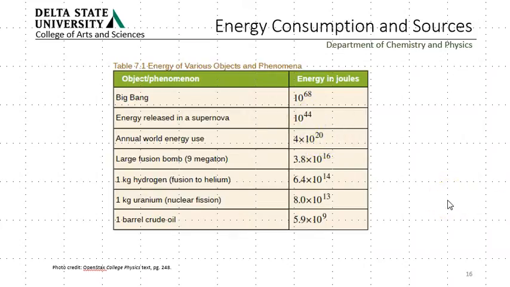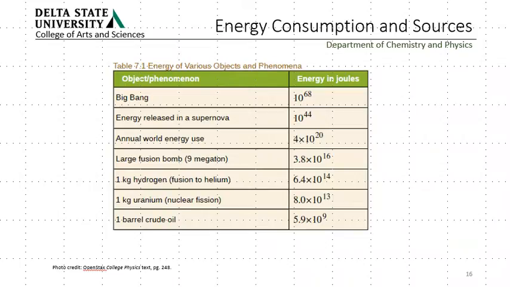Large fusion bomb, 10 to the 16th. Hydrogen bomb, 10 to the 14th. Uranium bomb, 10 to the 13th, and a barrel of crude oil, 10 to the 9th joules. So that's just the order of magnitude of all the different energy sources. And here we talk about energy consumption and sources.